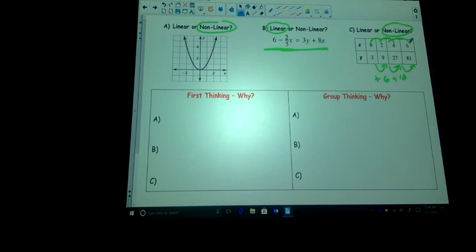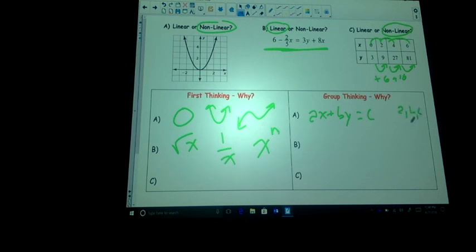So first thinking, let's see. Linear, can't be circles, can't be this, can't be this. Okay? You can't have the square root of x, you can't have 1 over x, you can't have x to some number, x to the n power. Okay? But on linear this way, I could have ax plus by is equal to c, where a, b, and c are any numbers.